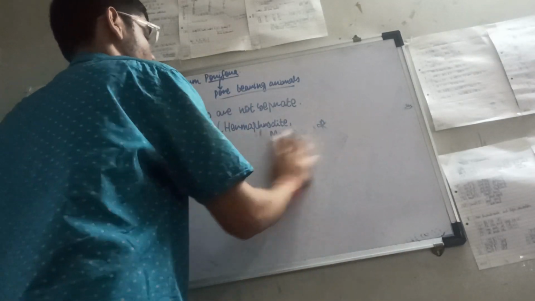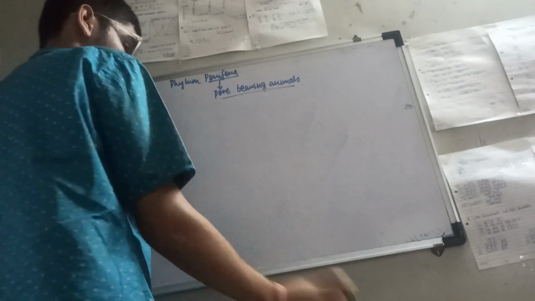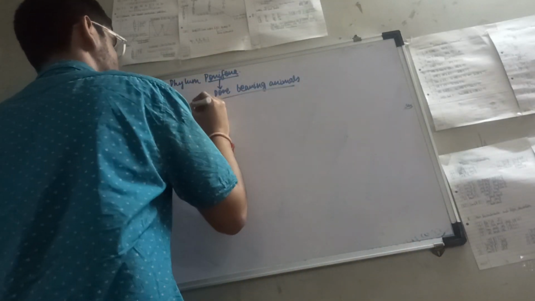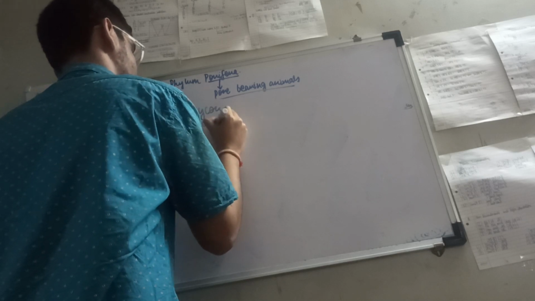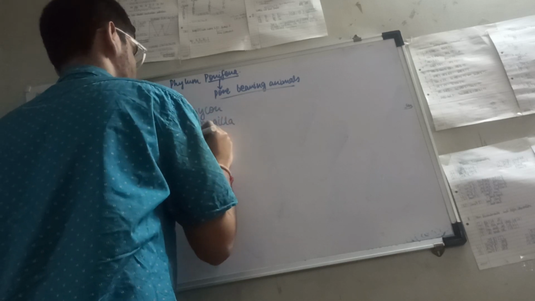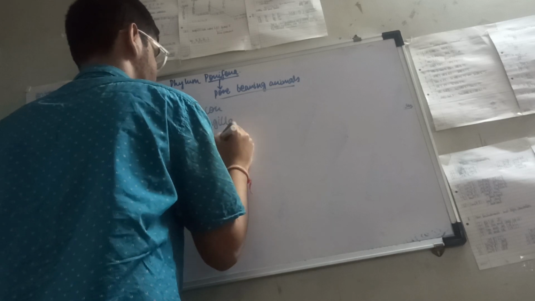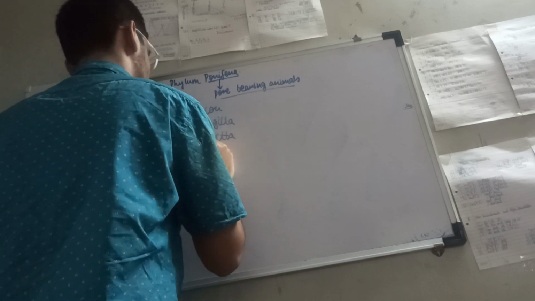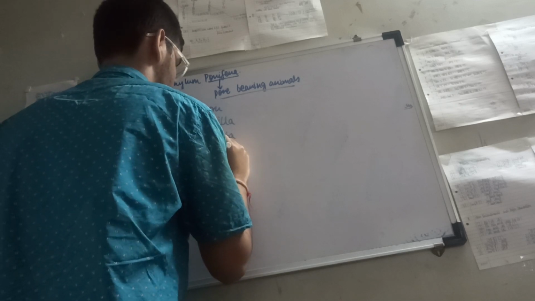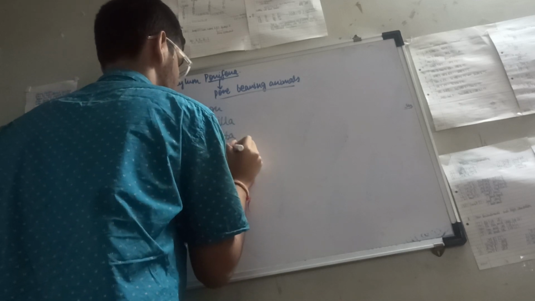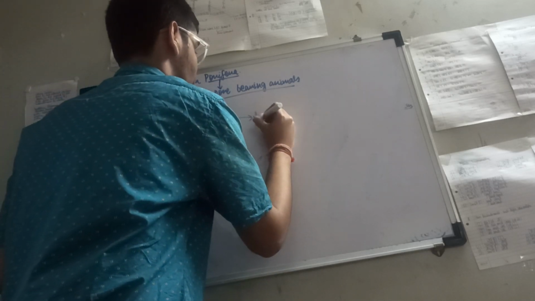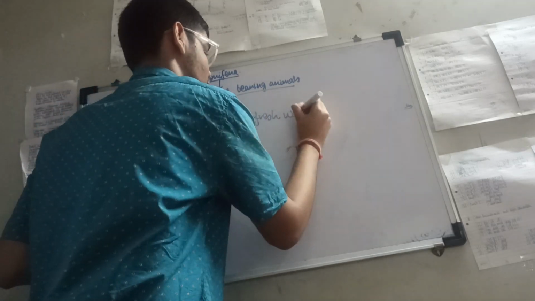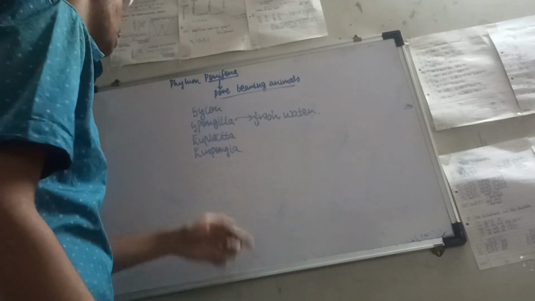Let us see some of the examples. So, examples: Sycon, Spongilla, Euplectella, Euspongia. Mostly they are marine, but Spongilla is freshwater. This is an important question. Mostly they are marine, but Spongilla is freshwater.